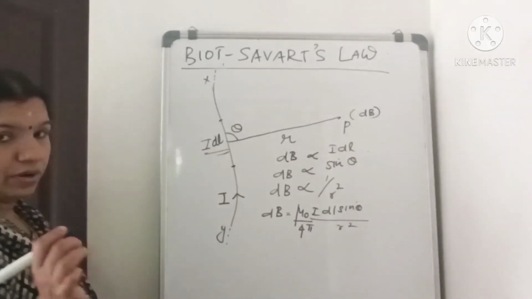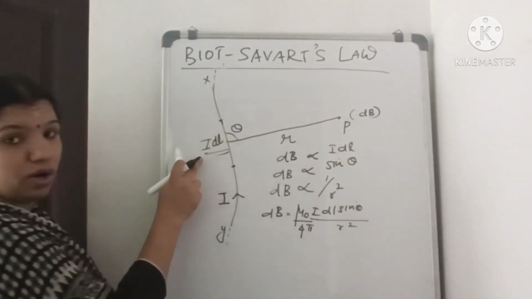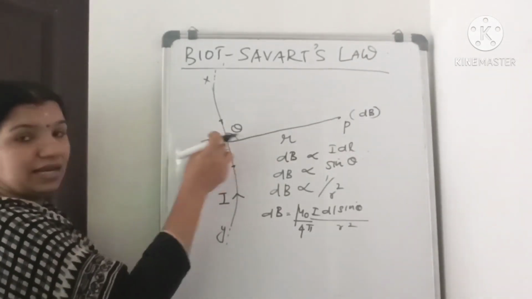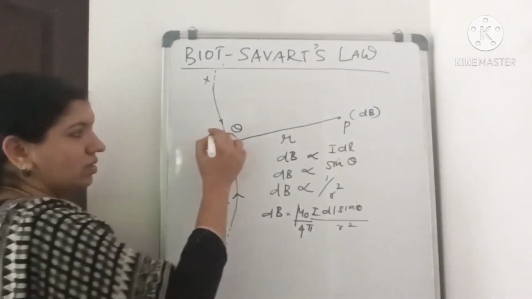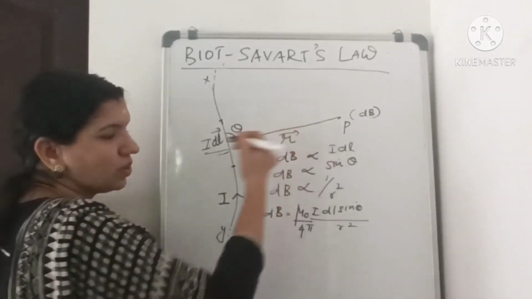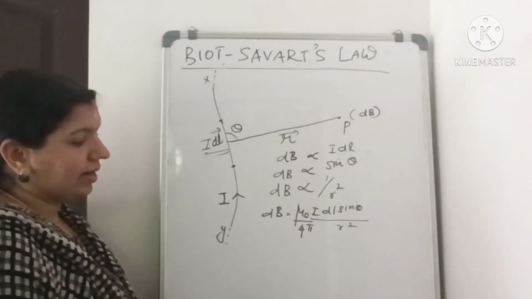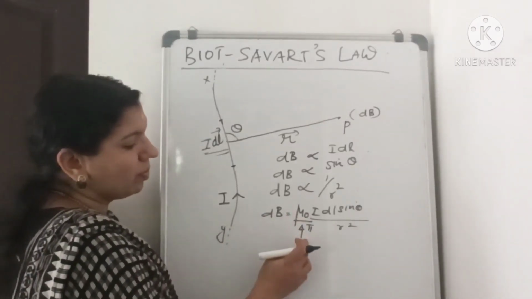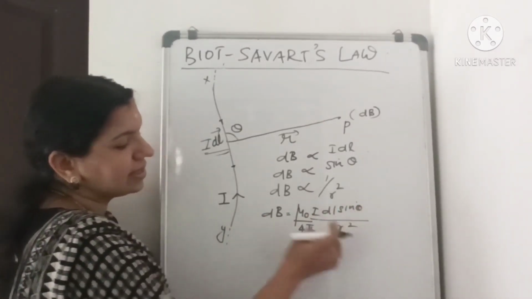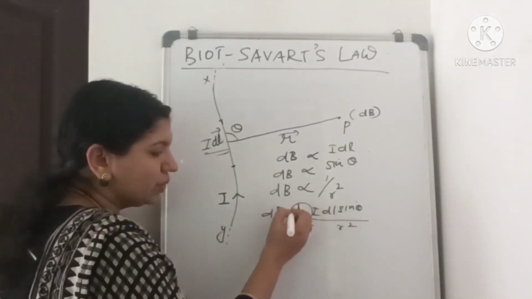This much clear now. Now here you can see this dl. I is not a vector quantity, but dl is a vector quantity. Also this r is a position vector, so r is also a vector. Keep it in mind, when we discuss the vector form we need that. So dB is equal to mu 0 by 4 pi I dl sine theta by r square. Clear for you? Now what is this mu 0?